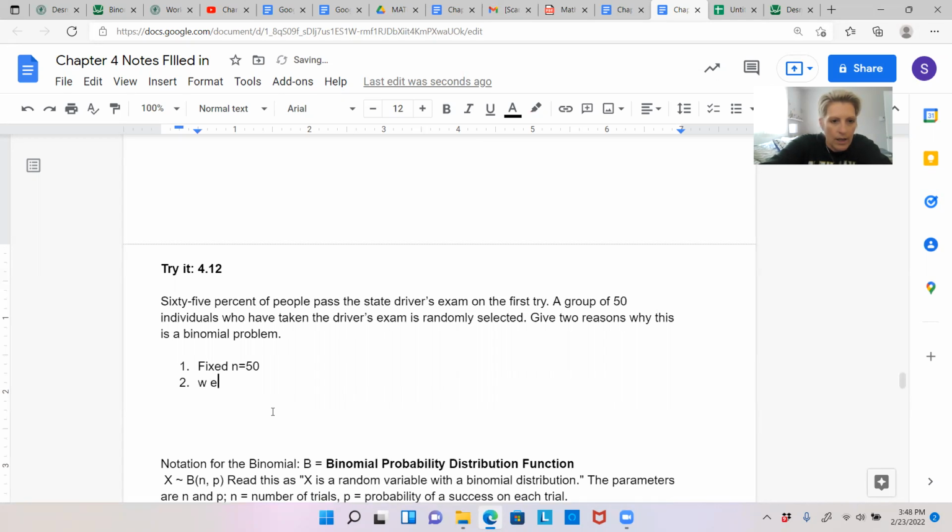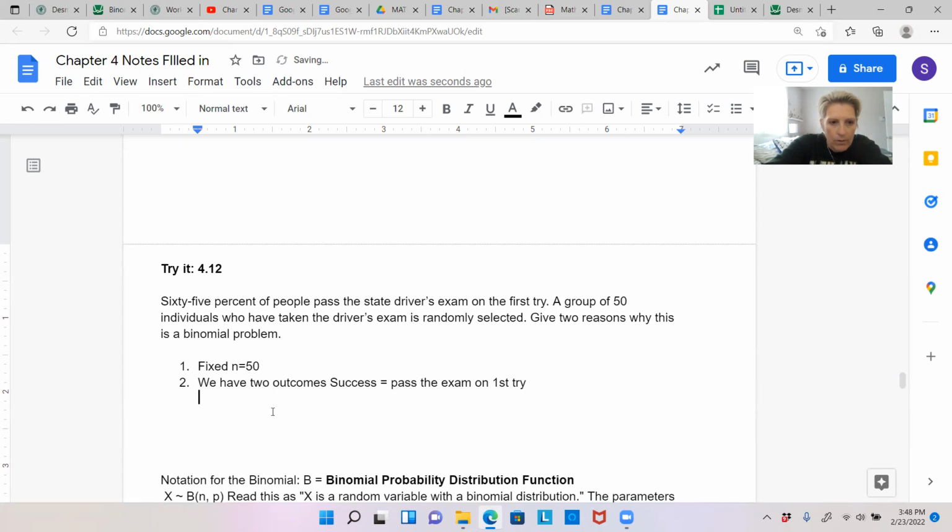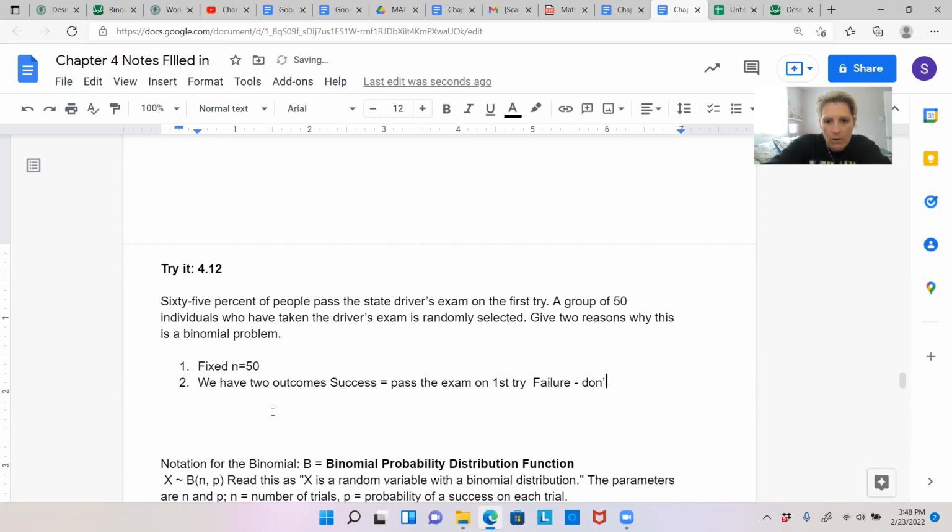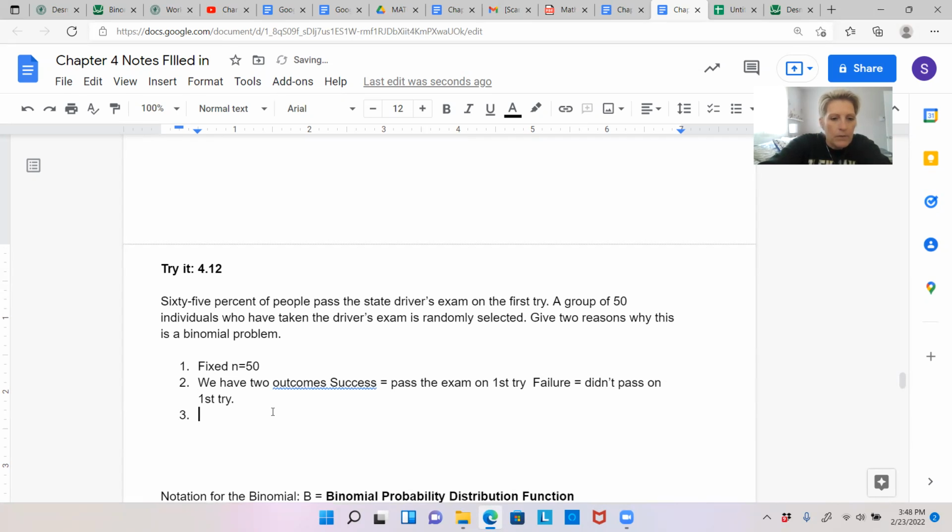We have 2 outcomes. So success would be pass the exam on first try. Failure would be didn't pass on first try. And X is defined as the number of drivers that passed the exam on first try.